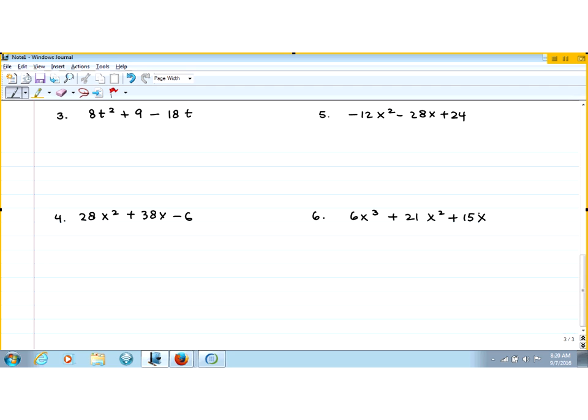So what do you want to do with number 3 first? You have to arrange them, right? You have to rewrite it so that the terms go from the highest to the lowest degrees. Yeah. All right.